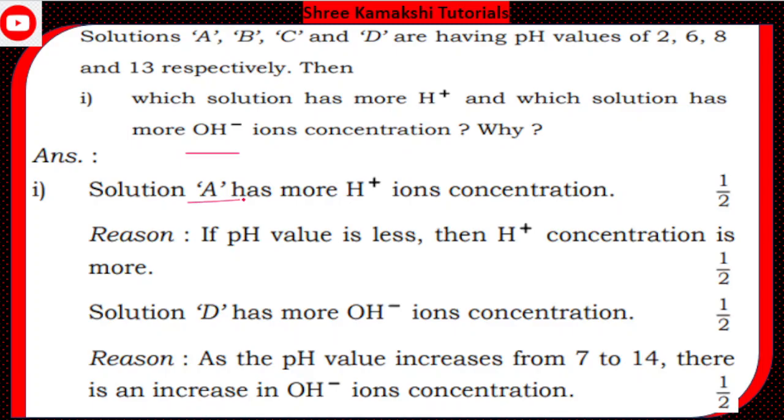Why? Solution A has more H plus ions because its pH value is 2. Reason: the pH value is less. The pH value is less, then the H plus concentration is more.